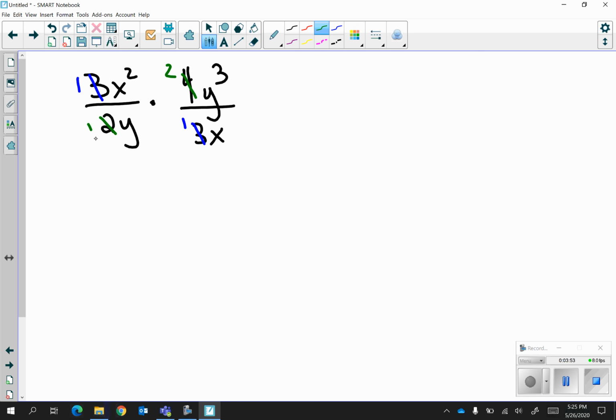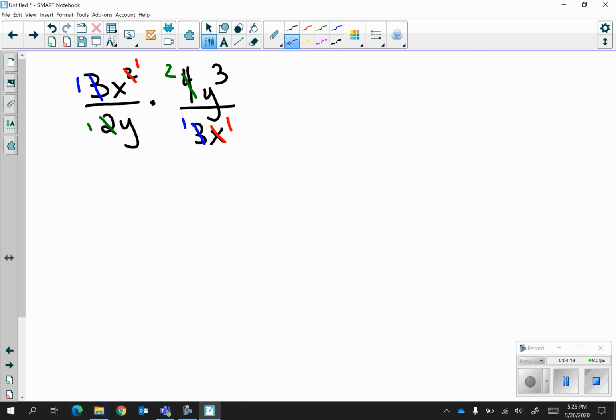I also see x's. So up top, I have x squared, and on the bottom, I have x. If you think about it, these both have an x in common. So if I take away one x from both of them, I'm left with x to the first. And here, there's only one x to begin with, and x divided by x is just 1.